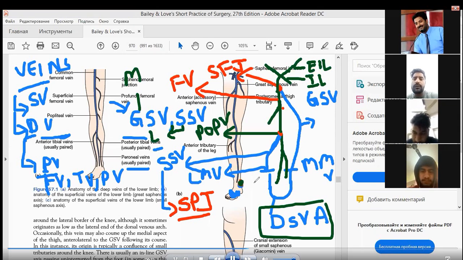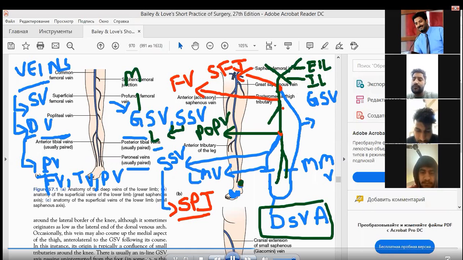And on your lateral side, the lateral malleolus vein forms the short saphenous vein, which drains the blood into the popliteal vein. And this junction between the popliteal vein and the short saphenous vein is known as the saphenopopliteal junction. Okay, so this is your saphenopopliteal junction.